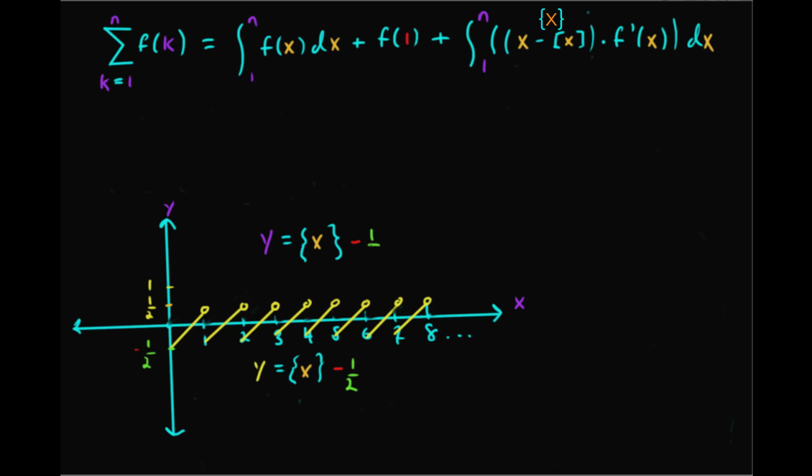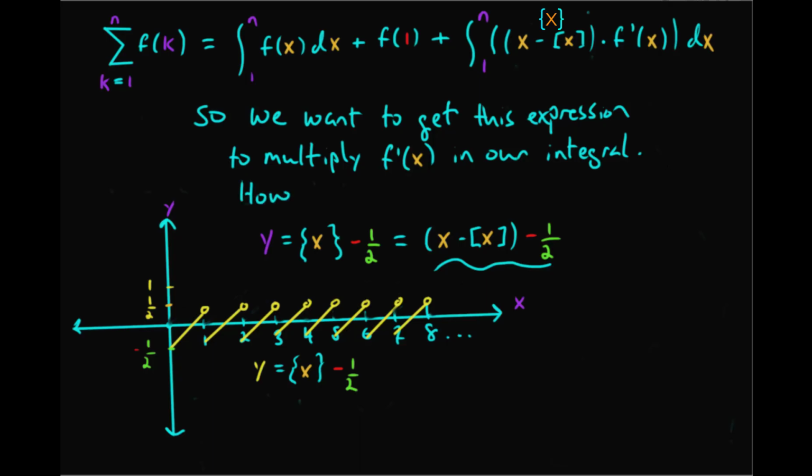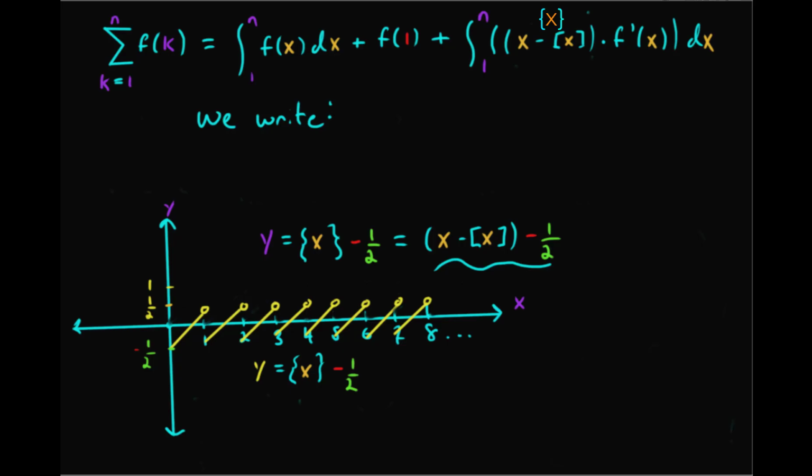So the function y equals the fractional part of x minus 1/2, that equals x minus the floor of x minus 1/2. And again, we want to get that expression into the integral. I would much rather have a function that changes sign with every oscillation, multiply f prime of x, than a function whose sign is always positive. Well, how can we make that happen? We can do it by using a little accounting trick inside our integral.